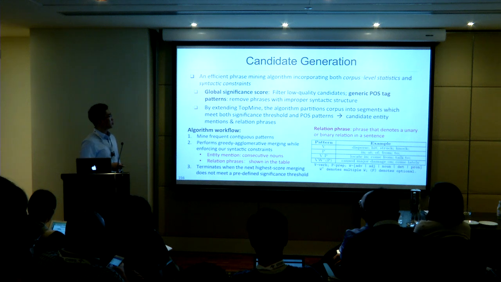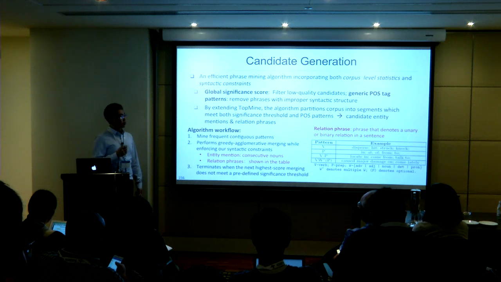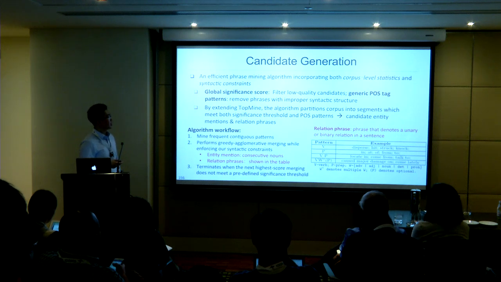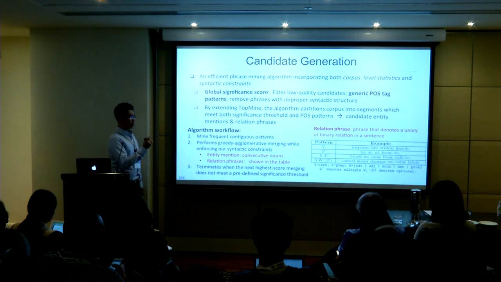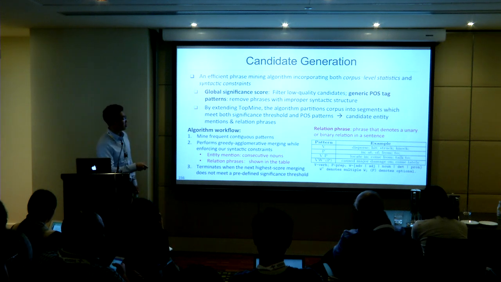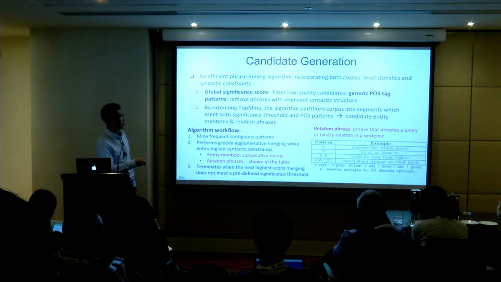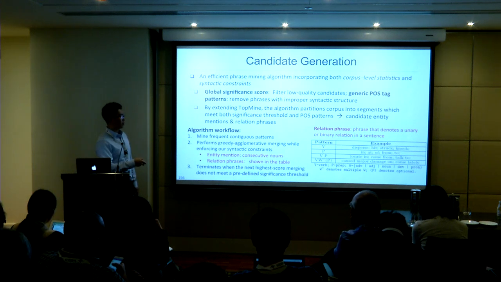For the candidate generation, the rough idea is that global significance scores are not enough, and the part-of-speech tag patterns are also not enough. Can we combine them in a principled way? You want to segment the sentences, and during your greedy merging process, at each step, if you want to merge them, you first take a look at whether they are significant to merge. And second, you take a look at the patterns, whether they still follow the way we want. Like here for the relation phrase, we have patterns like a single verb, a preposition, a verb plus a preposition, or a verb followed by several different part-of-speech tags and then ended with an optional preposition.